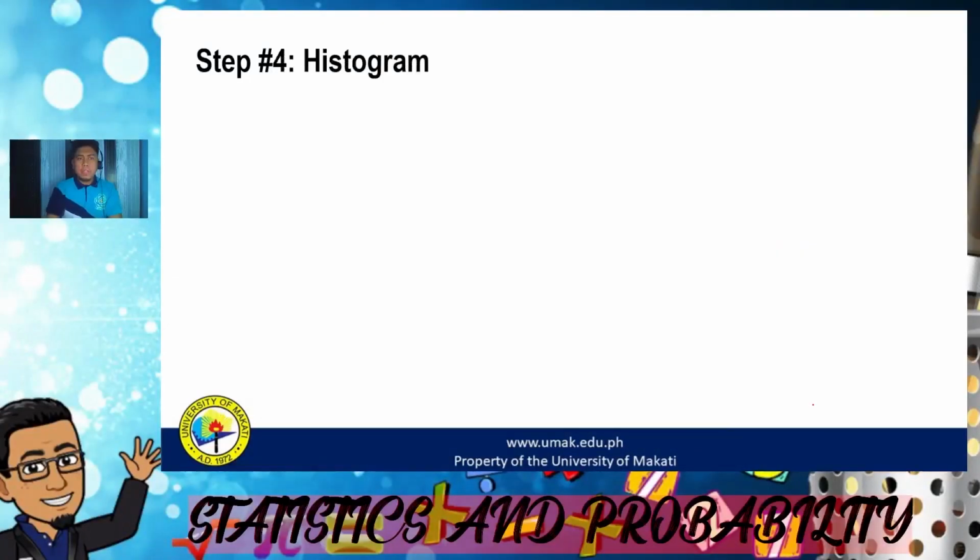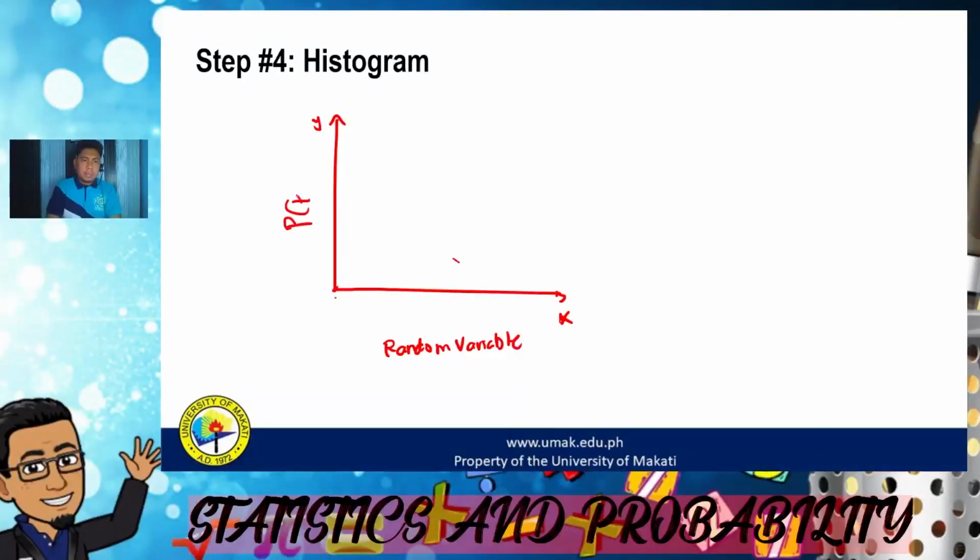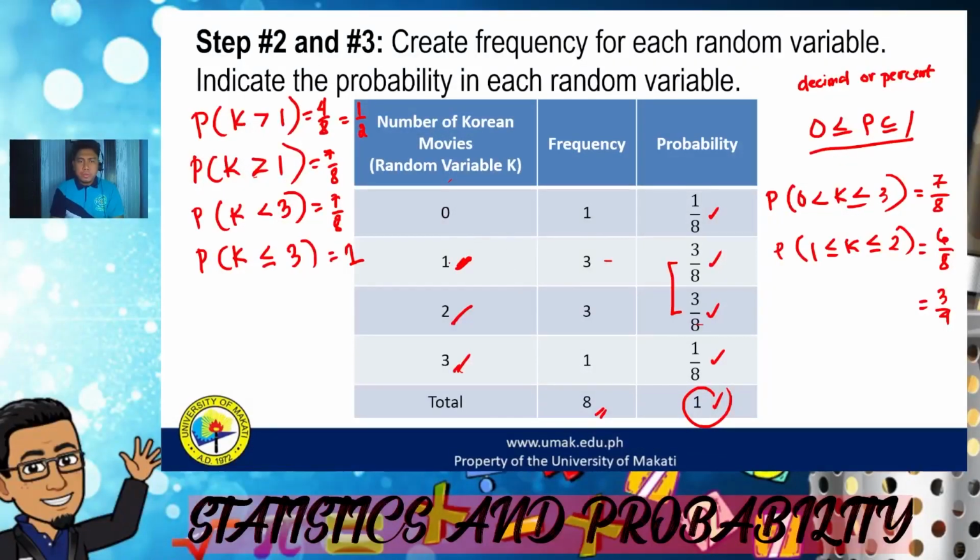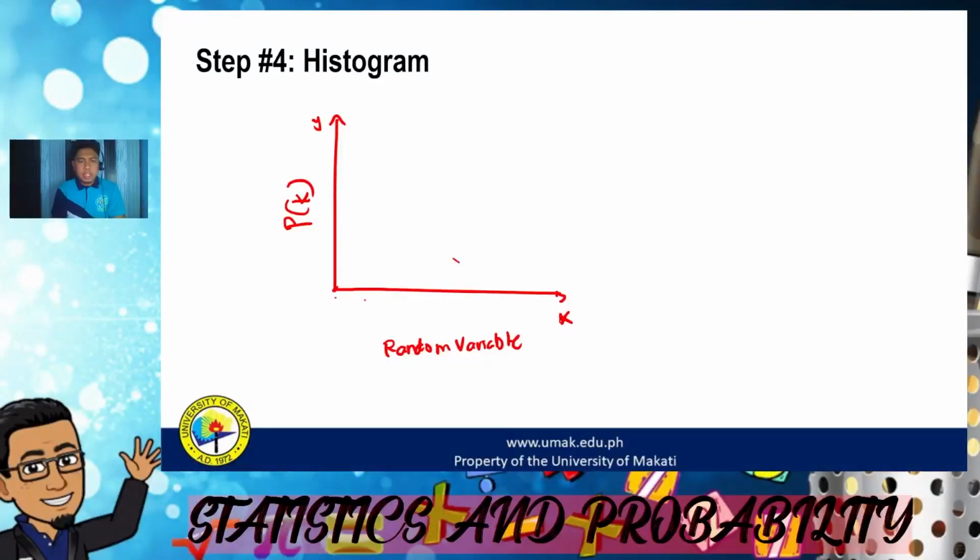Okay. Now, moving on with the histogram. So, how do we create a histogram? Okay. So, in order to create a histogram, all you have to do is to create an x and y axis. Okay. So, if we have our x-axis and our y-axis. Alright. So, the x-axis should have your random variable. And with the y-axis, that is the probability. Okay, now, so our random variables are 0, 1, 2, and 3. Therefore, you have to write 0, 1, 2, and 3.